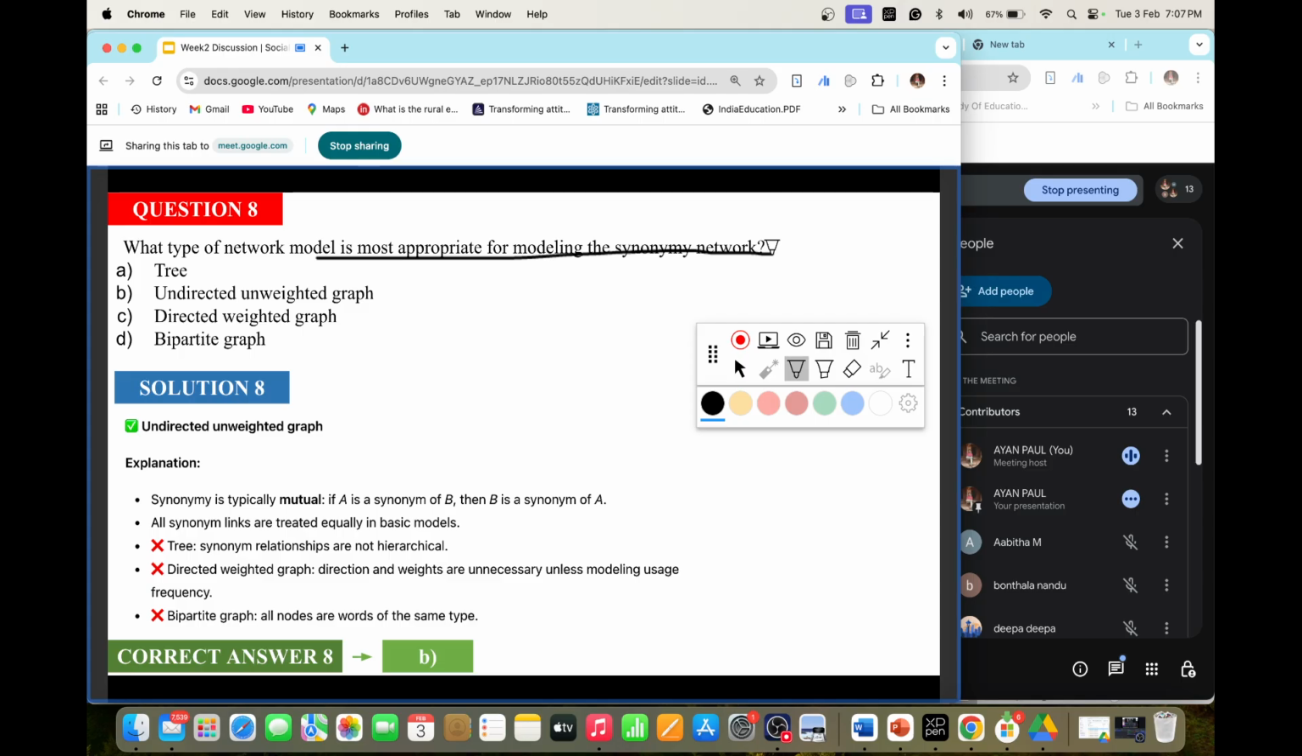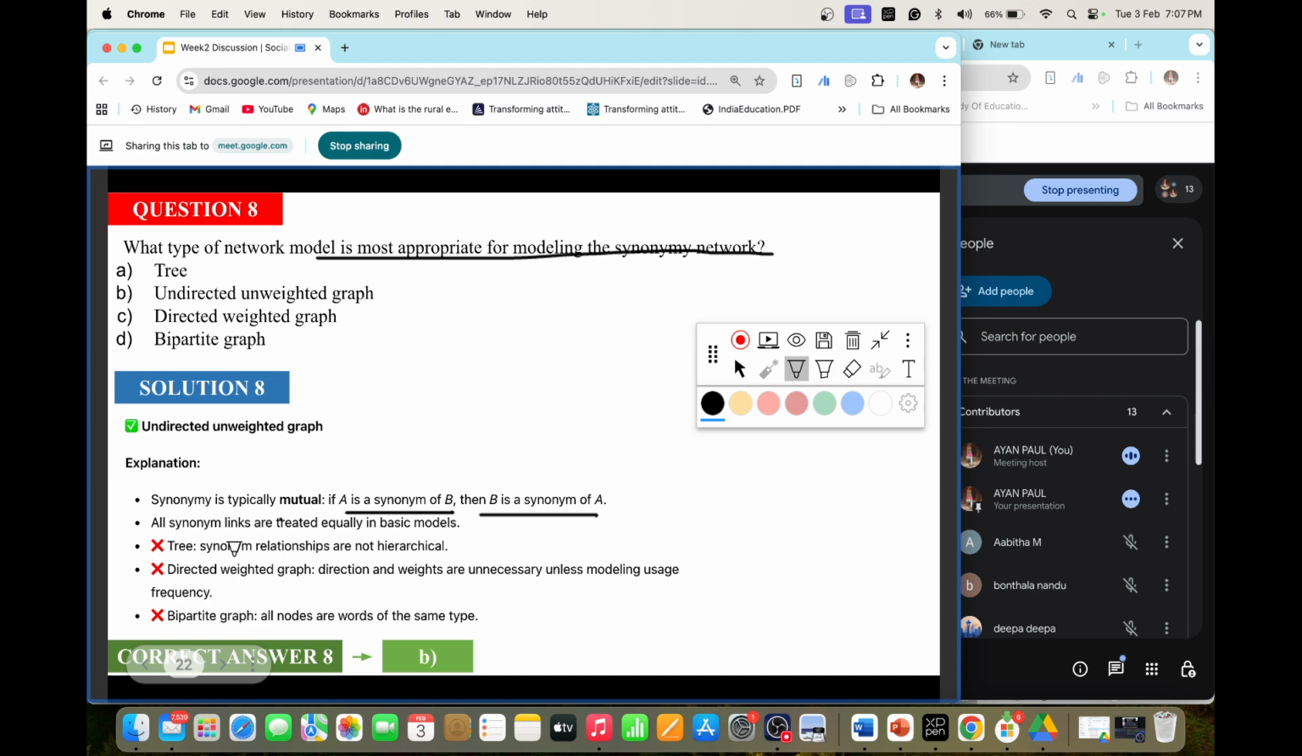Synonyms means if any word is a synonym of any other word, then these two words can form an undirected graph. Directed is not necessary, but undirected should be there, right? Like if I connect tree to plant, plant should also be connected to tree. So a synonym relationship is typically mutual. If A is the synonym of B, then B should also be a synonym of A. So that means the graph should be an undirected graph, not a directed graph.